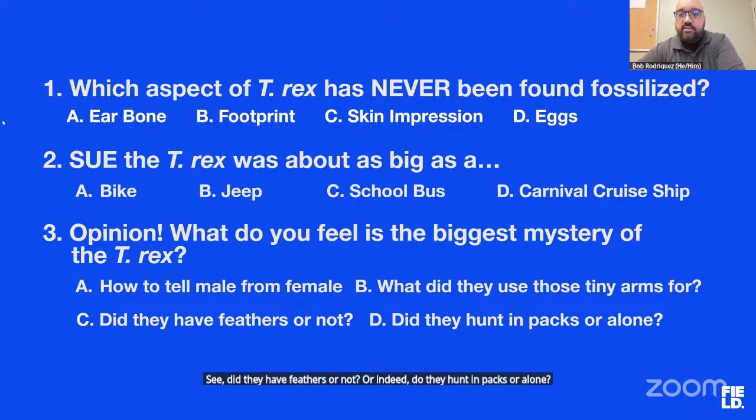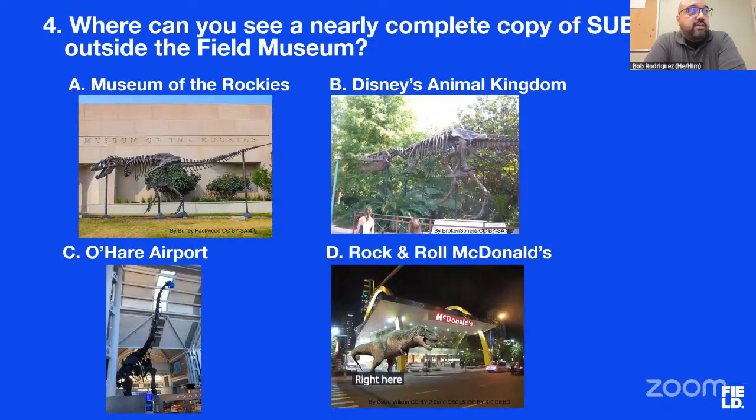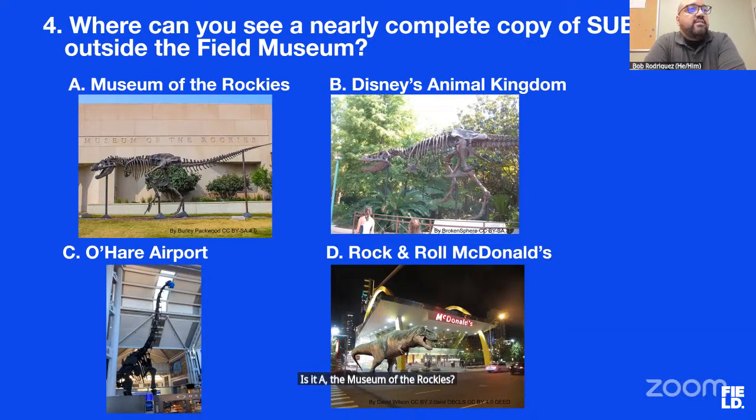And we can't forget our visual right here. Where can you see a nearly complete copy of Sue outside the Field Museum? Is it A, the Museum of the Rockies? B, Disney's Animal Kingdom? C, O'Hare Airport? Or D, Rock and Roll McDonald's? So much to choose from. Give you guys a chance to plug those answers in.